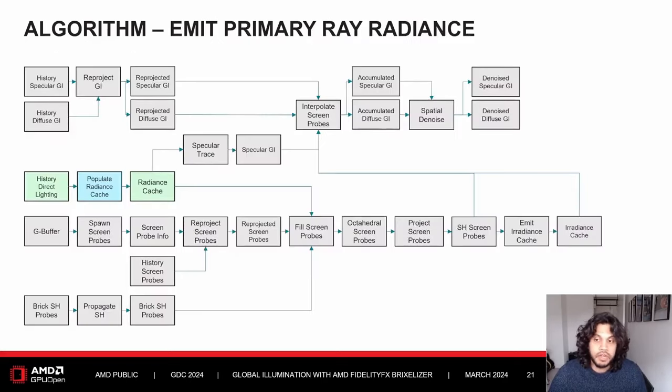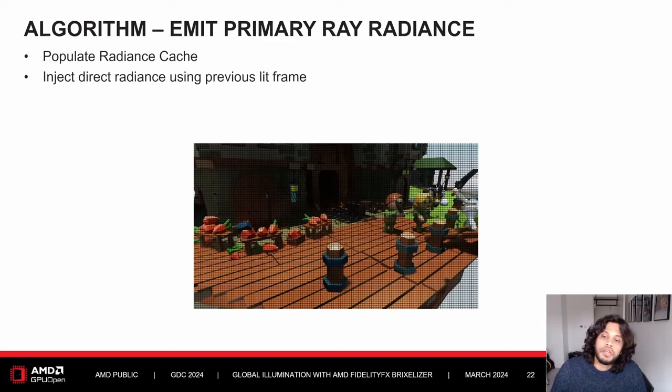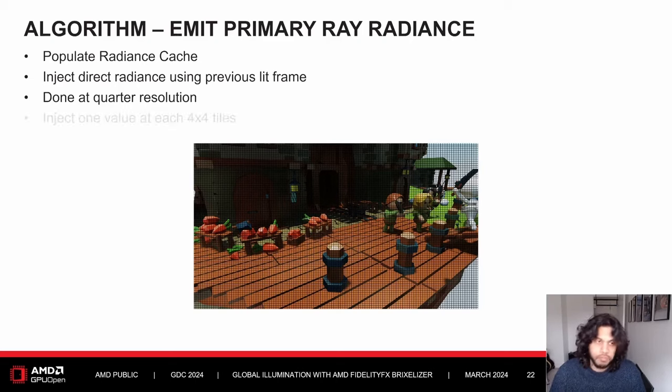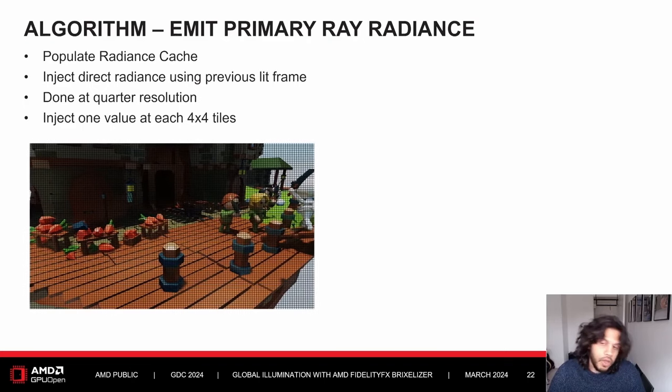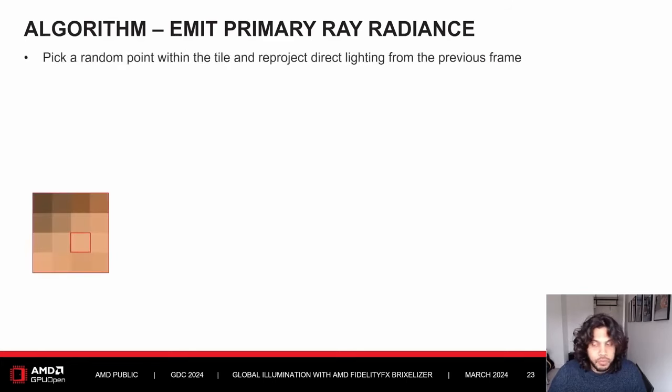Okay, now let's dive into the algorithm, starting with populating the radiance cache. In this pass, we're populating the radiance cache with radiance at each primary ray. This is done using the previous frame's direct lighting output. Instead of doing this for every pixel, we do this at quarter resolution, so we inject one value at each 4 by 4 tile. We pick a random point within the tile, then reproject the direct lighting from the last frame using the provided motion vectors.